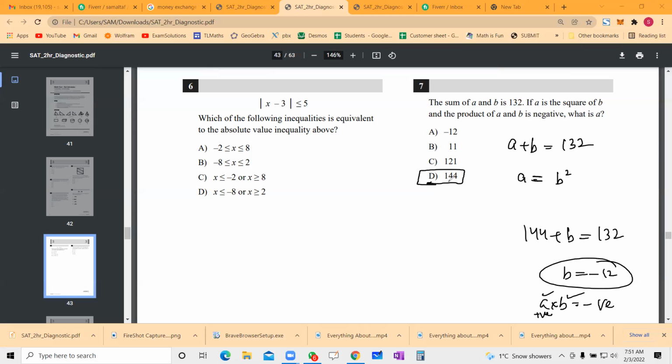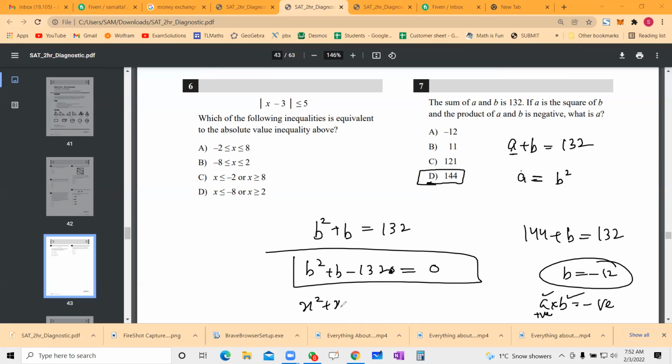Otherwise, what students will do, they will plug in the value of A as B squared plus B equals 132, or you can say B squared plus B minus 132 equals 0. It'll be a type of x squared plus x minus 132 equals 0. This will be the quadratic formula, and they'll be solving it by factoring it, or by using the quadratic formula, or by using the calculator if it is in the calculator portion.